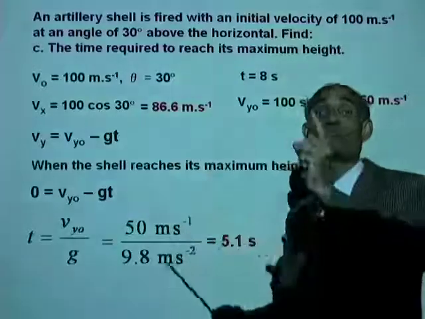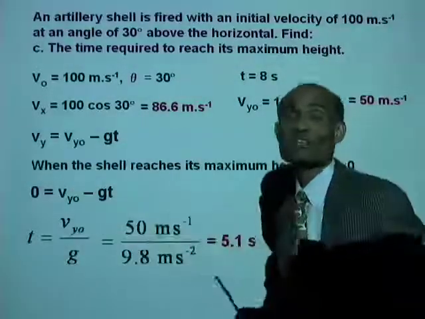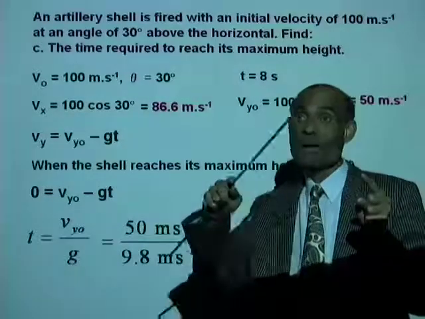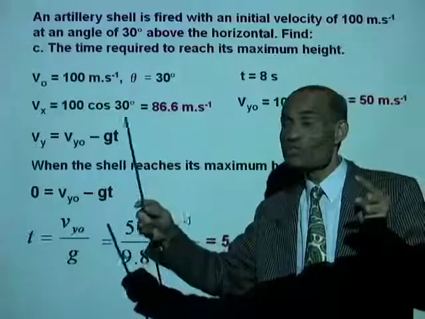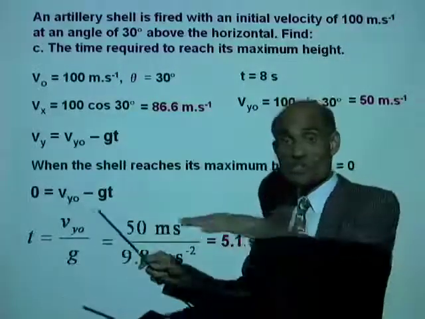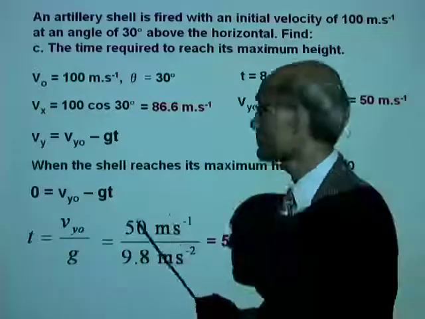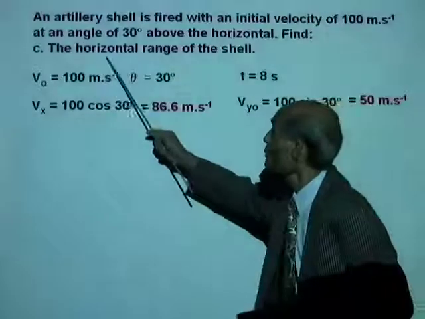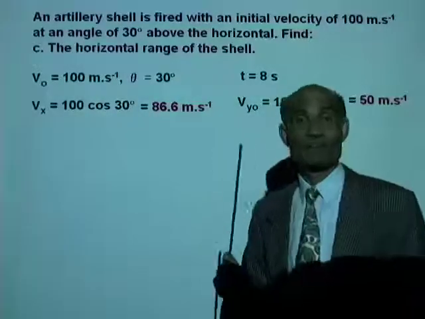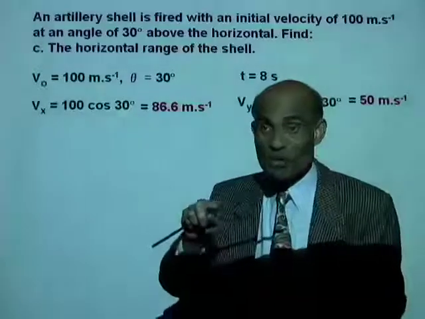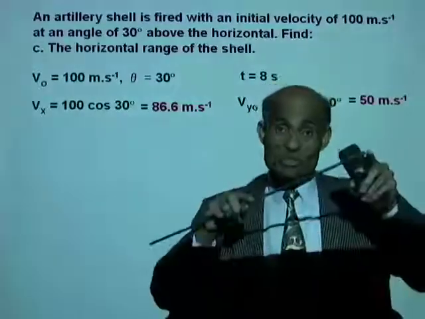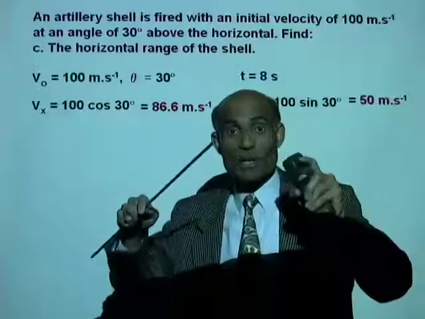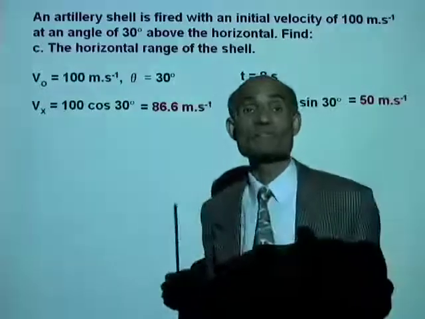Well, can you tell me now, if the time taken to reach the maximum height is 5.1 seconds, what is the time of flight of that shell? The time of flight will be double that time. The time taken to reach the maximum height is equal to the time taken to return to the same horizontal level. Alright, we will use that in our next section. What is the horizontal range of the shell? The horizontal range is the horizontal distance traveled by the shell, which is the horizontal velocity multiplied by the time of flight.